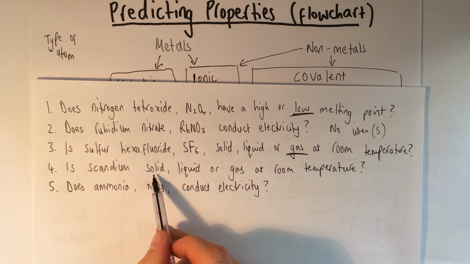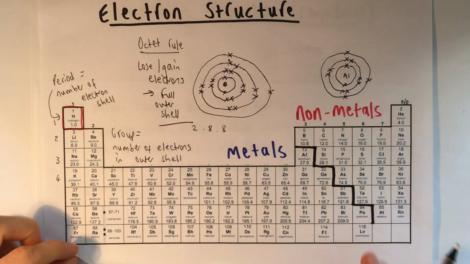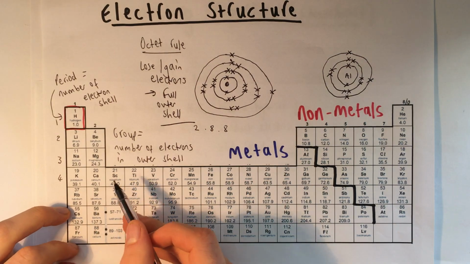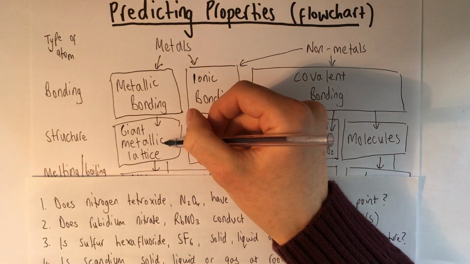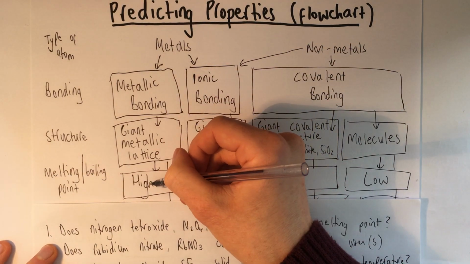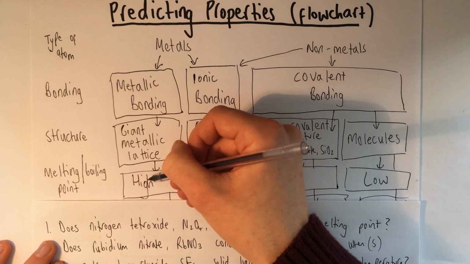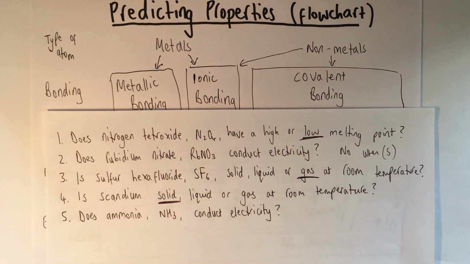Okay, is scandium solid, liquid or gas at room temperature? I've not heard of that, but let's look at it on my periodic table. There it is on the metal side, so it's a metal. It's got metallic bonding, a giant metallic lattice structure, and therefore it's got a high melting point and boiling point. If it's got high melting point and boiling point, it's going to be a solid at room temperature.